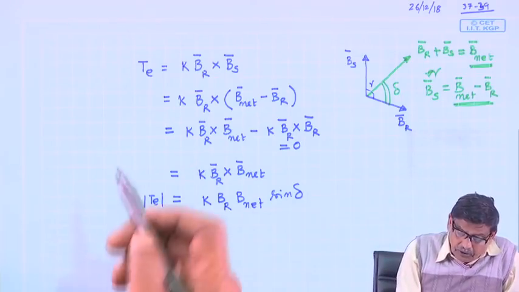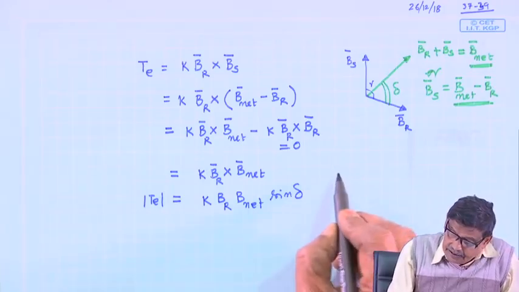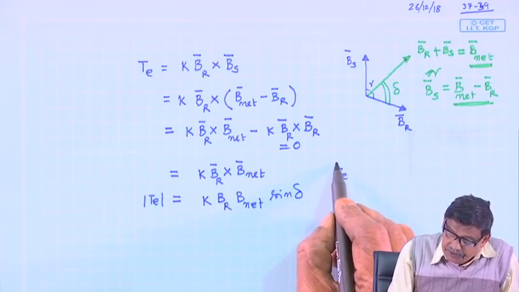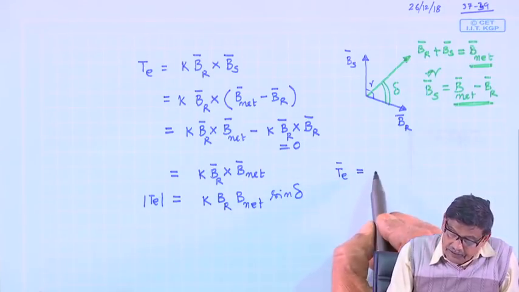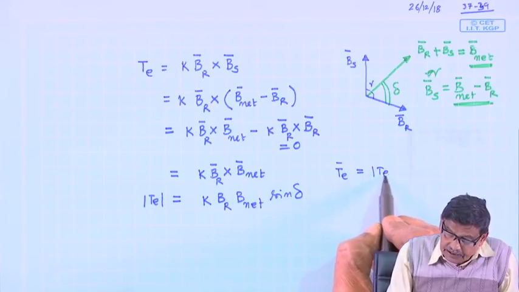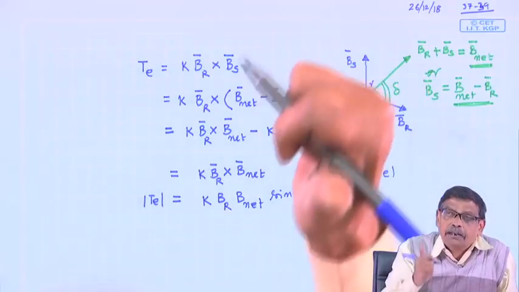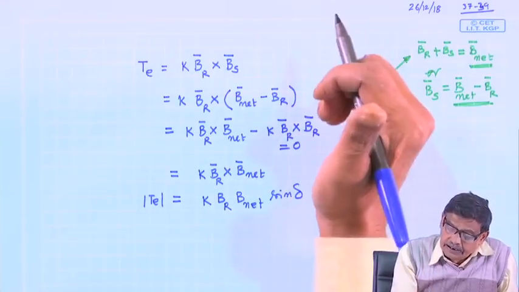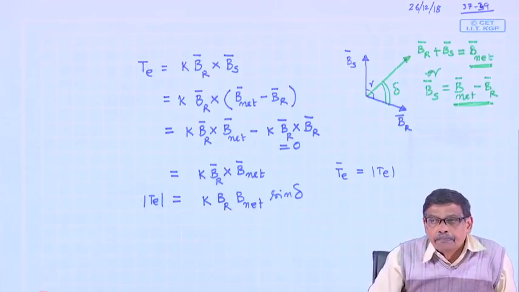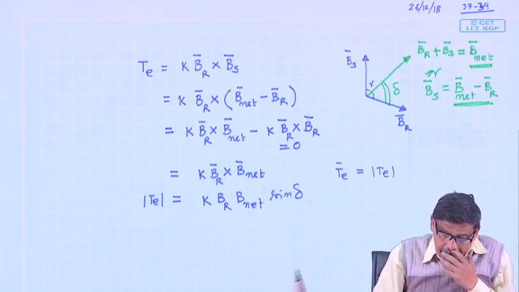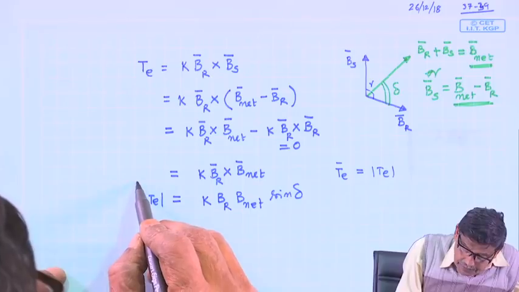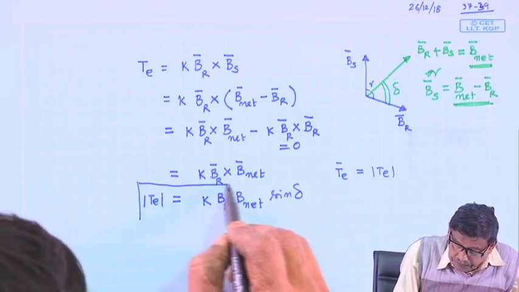Of course, torque is a vector, and that vector, if you write like this, it will be the magnitude of T, that is this term, into a unit vector perpendicular to the plane of the paper, indicating the torque is acting in the anticlockwise direction. Anyway, but what we want is the magnitude of the torque.